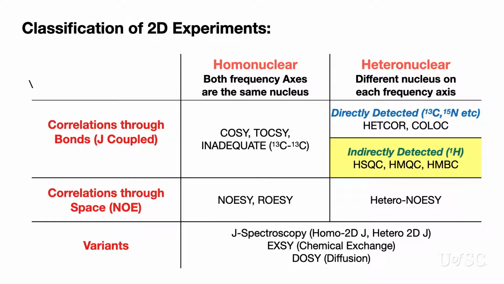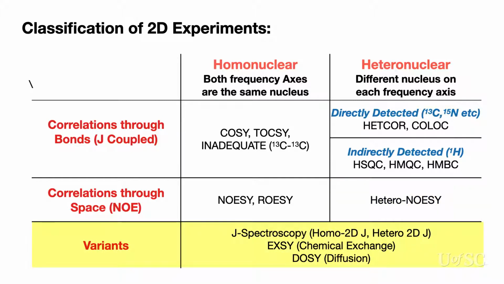The indirectly detected experiments, that detect signals from the protons, have become the standard way of running heteronuclear experiments that correlate through bond interactions. The more common examples include the HSQC and HMQC pulse sequences. These experiments correlate nuclei across a single bond. The other commonly run is the HMBC experiment that correlates nuclei across multiple bonds. Through space interactions are more commonly performed with homonuclear experiments that detect protons. These include the NOESY and ROESY experiments. The heteronuclear experiments are very difficult to run and are rarely useful.